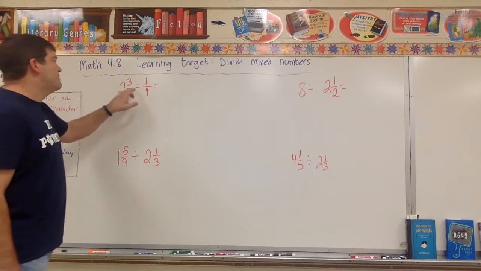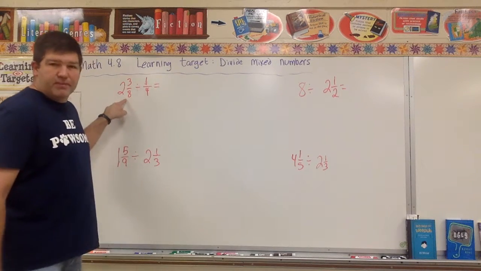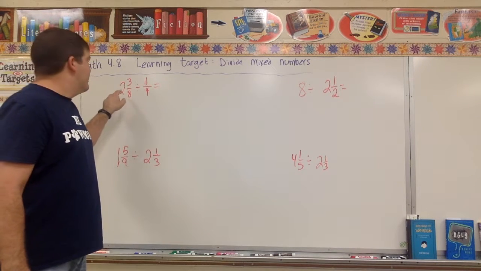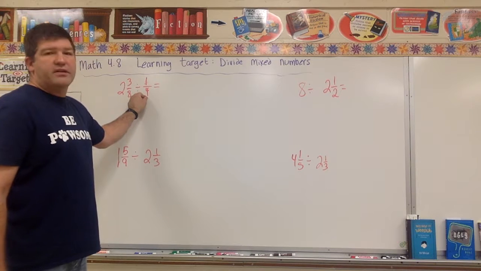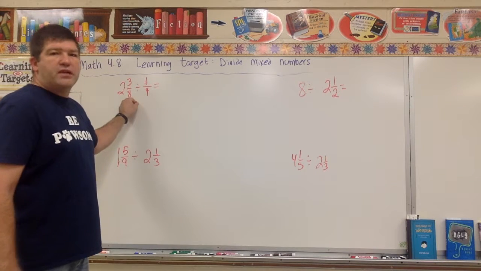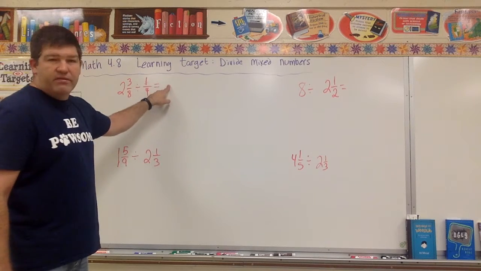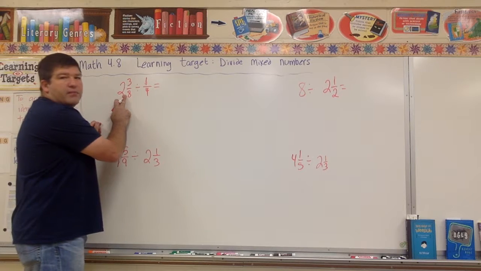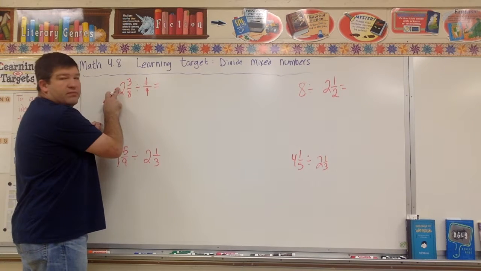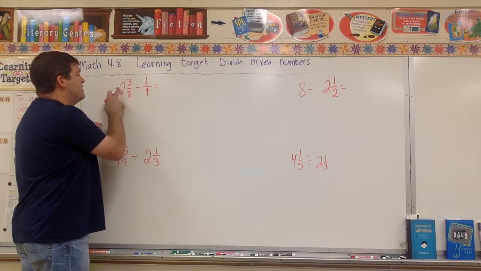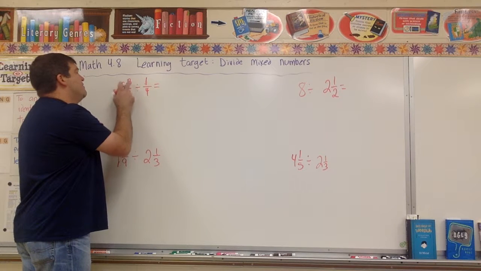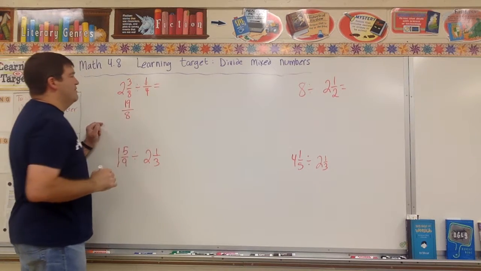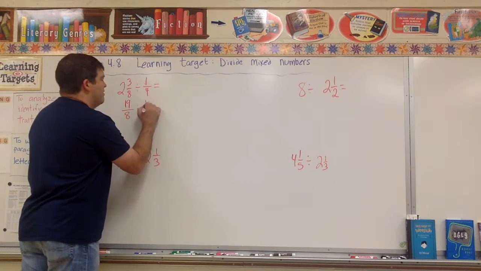We have 2 and 3/8 divided by 1/4. This is a mixed number. It's mixed because it has a whole number and it has a fraction. If I can get this to a fraction and this to a fraction, then I can do the keep, change, find the answer, and I'll be good to go. So, first thing I do is I make this into an improper fraction. 8 times 2 is 16 plus 3. So 8 times 2 is 16, 17, 18, 19. So 19 over 8 divided by 1/4.